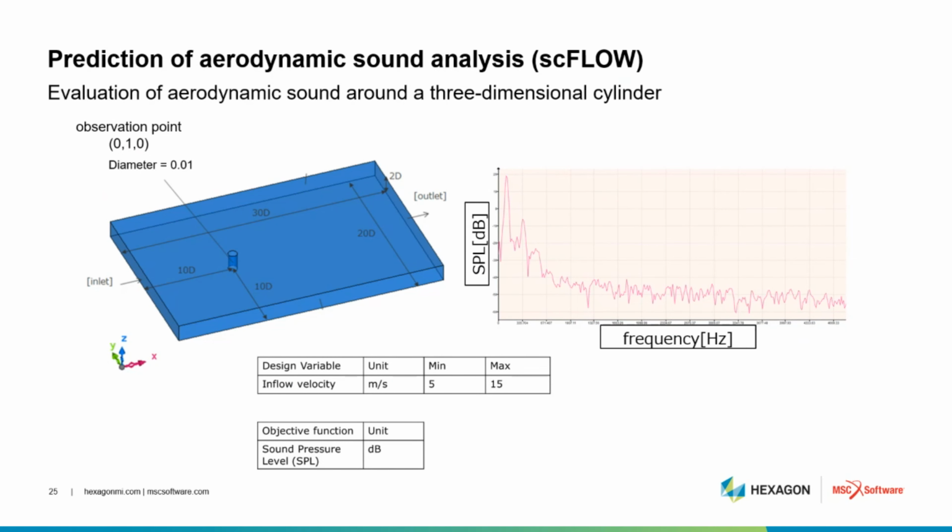Let's go to another example. We know that in CFD and simulation, aerodynamic cases usually take a lot of time. We want to predict aerodynamic sound analysis. Here we have a simple cylinder, a 3D case, with inflow here and outflow here. We want to derive the sound pressure level based on frequency, and we put in only one parameter, inflow velocity, with different velocities from 5 meters per second to 15 meters per second. With this change of parameters, we want to see the effect on the sound pressure level.